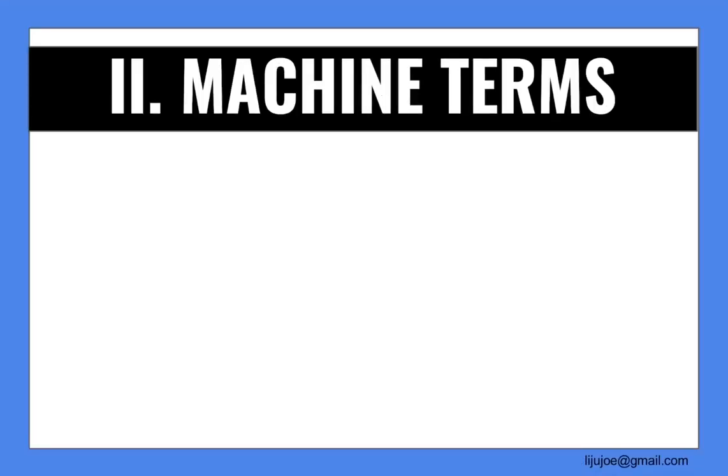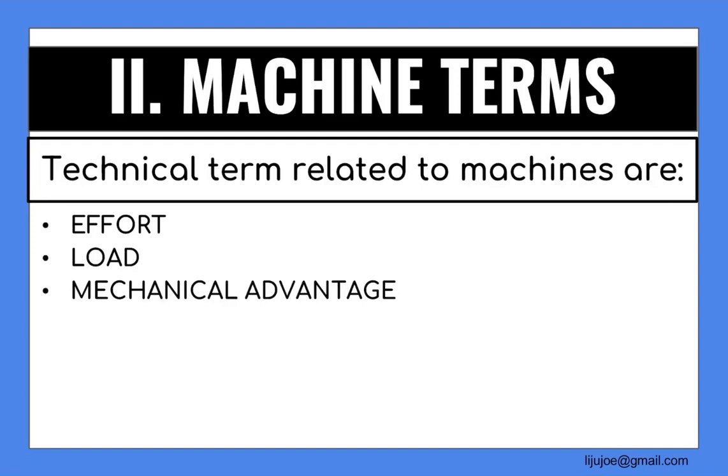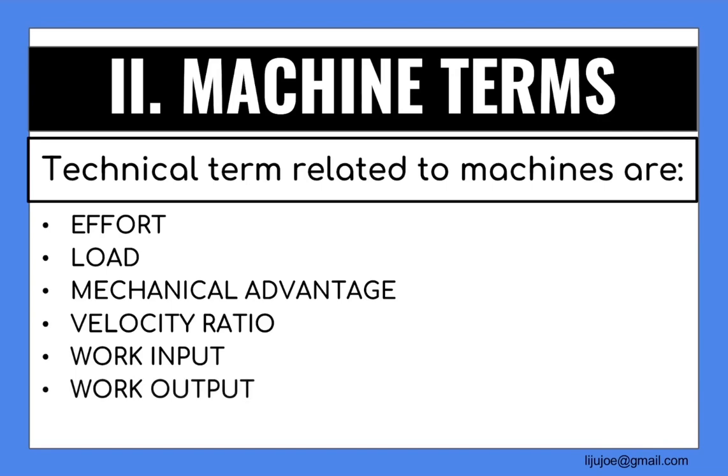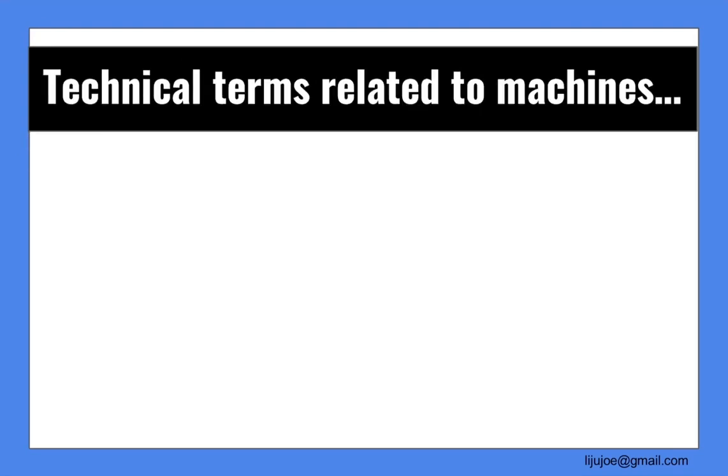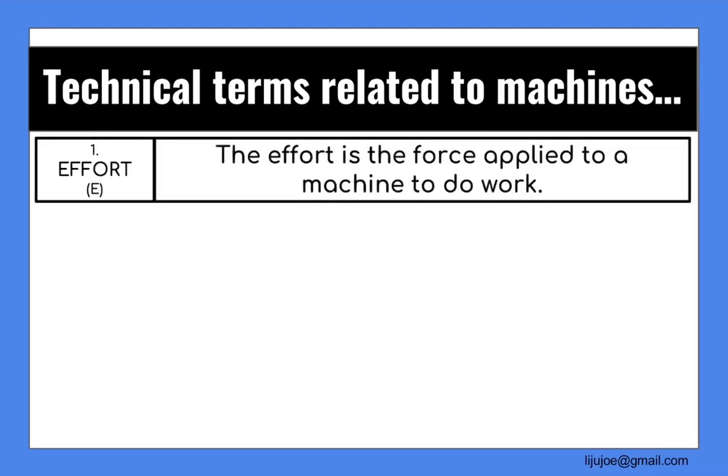Now we go to the section on machine terms, the terms related to machines. The technical terms related to machines are effort, load, mechanical advantage, velocity ratio, work input, work output, and efficiency. These are the seven technical terms related to machines, and we'll look into them in detail. The first one, effort. Effort is the force applied to a machine to do work, and is represented by the symbol E.